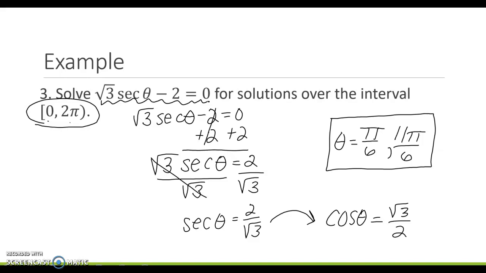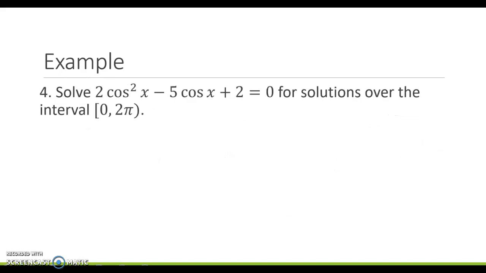Okay? And for this screencast, let's do one last example. We are going to solve 2 cosine squared of x minus 5 cosine of x plus 2 equals 0 for, again, solutions over this interval between 0 and 2 pi.